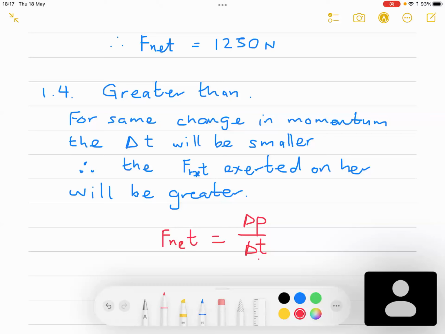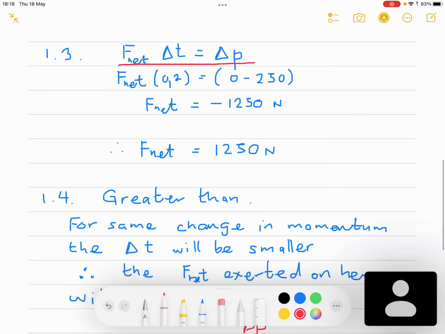Sorry, ma'am, I also have a question. Yes. Ma'am, I wanted to ask for 1.3, if you take down as negative, are you going to get a positive answer for your F net? Yes, if down is negative, so when you choose the signs, yes, correct.